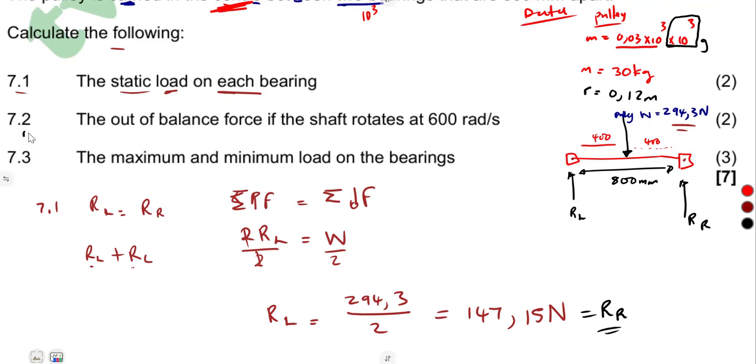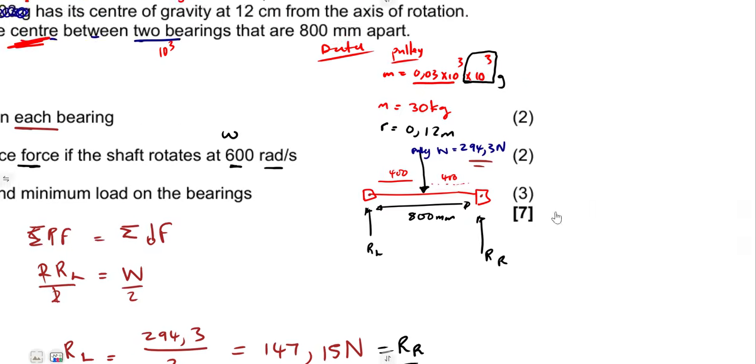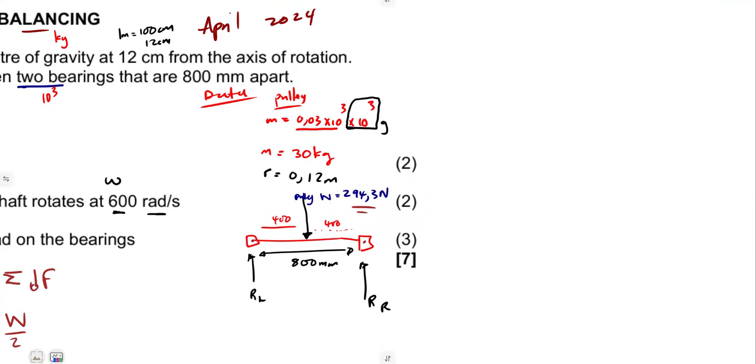So that is the static load on each bearing. Then 7.2, the out of balance force if the shaft rotates at 600 rad per second. Guys, this is too much. The angular velocity that we are given there is too big. But anyways, this is how you calculate the out of balance. This is the centrifugal force. Remember, that is your centrifugal force. So they are asking you to calculate that centrifugal force. That will be the out of balance.